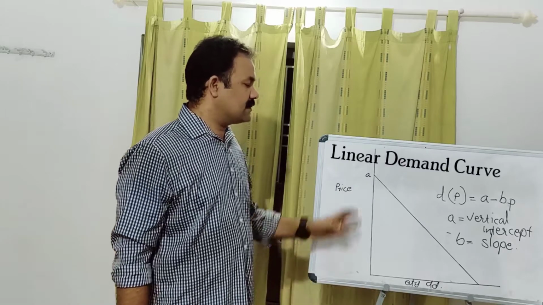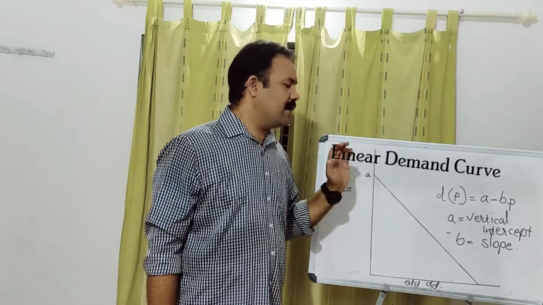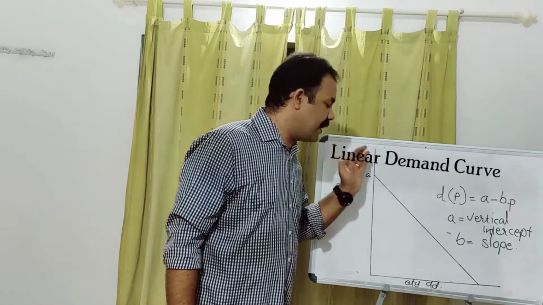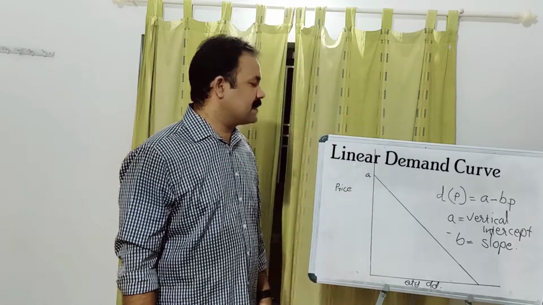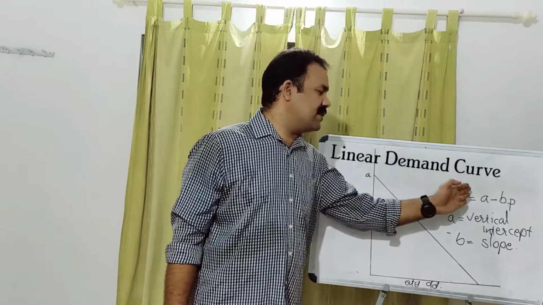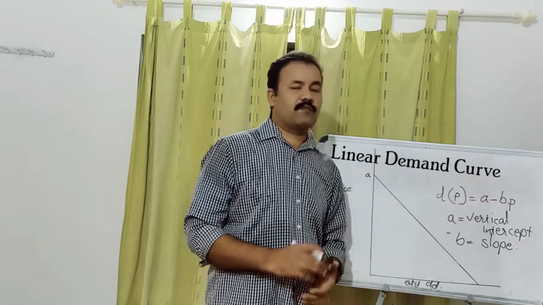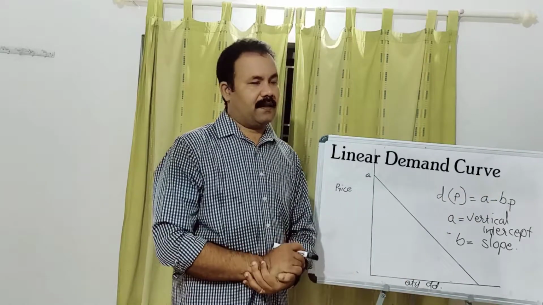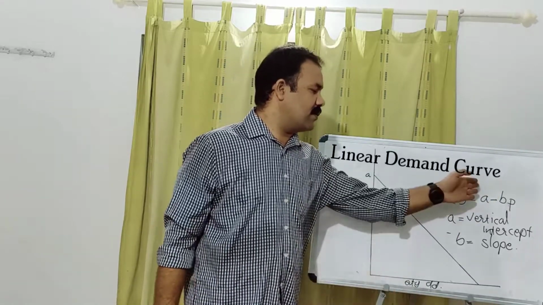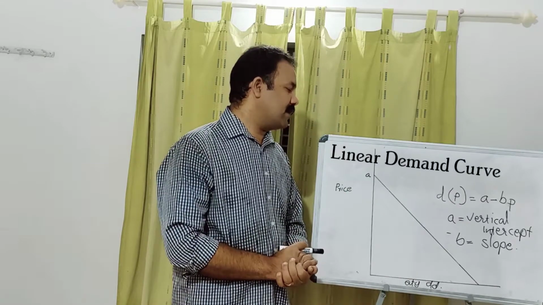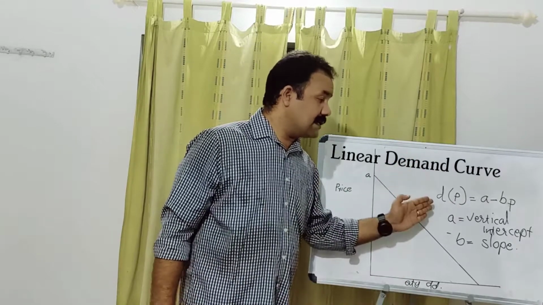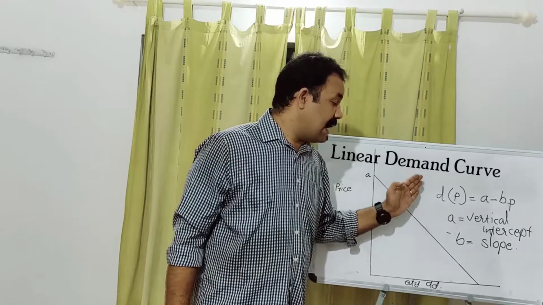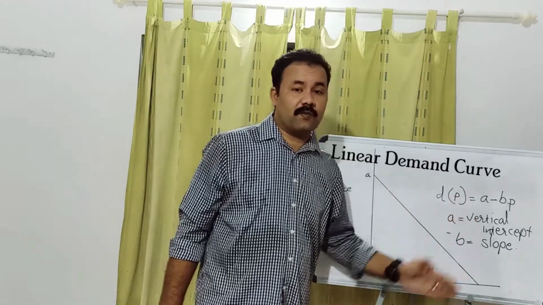This linear demand curve represents the equation Qd = A - BP. Here Qd is the quantity demanded, that is equal to A minus BP. Here A is the vertical intercept and minus B is the slope.